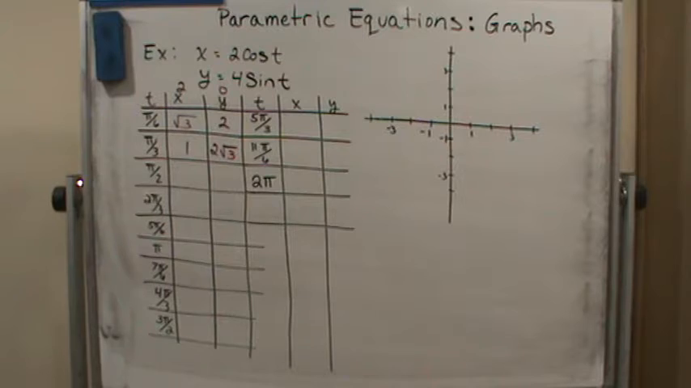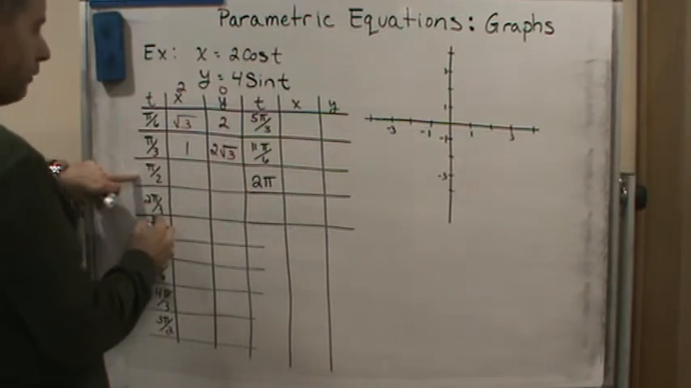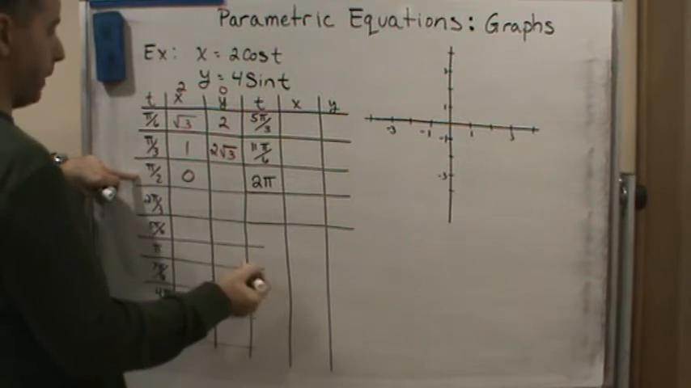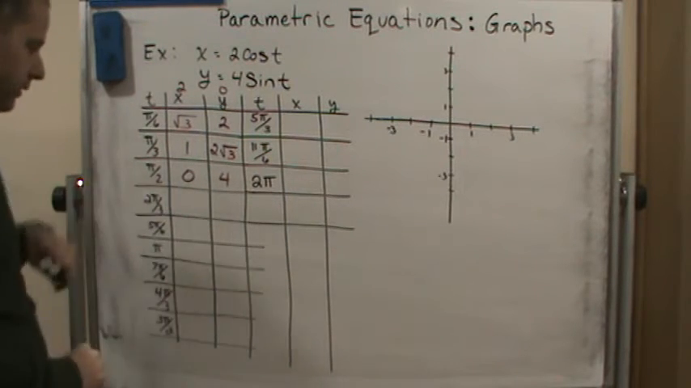Now, if we keep going, we get pi over 2. Cosine of pi over 2 is 0, so this is going to be 0. And the sine of pi over 2 is 1, so that's going to be 4. So we get 0 comma 4.